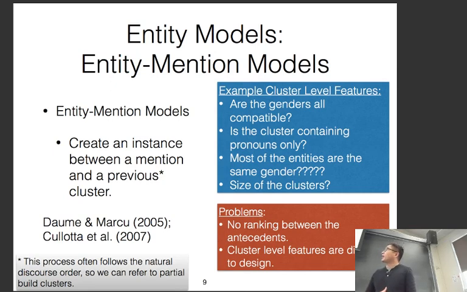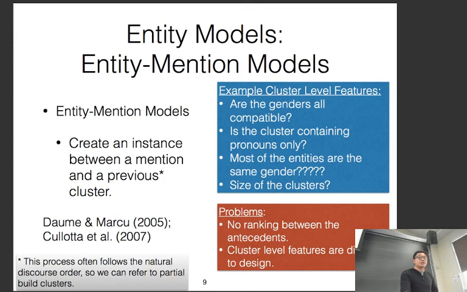people later invented new models based on the mention pair model. It is still a pairwise model, but they replace one part of the pair with an entity. So now we have an entity mention model. When they write entity mention, the entity is before and the mention is after. That means we always pick a mention and look backward for an entity. In this way, we create instances between the mention and the previous cluster, which is formed by previous decisions. So when you read from left to right, or top to down, you are growing your entity clusters larger and larger. For each new mention, you decide whether to join a previous cluster or create a new one. Normally we follow the natural discourse order, because that's how humans do this, right?